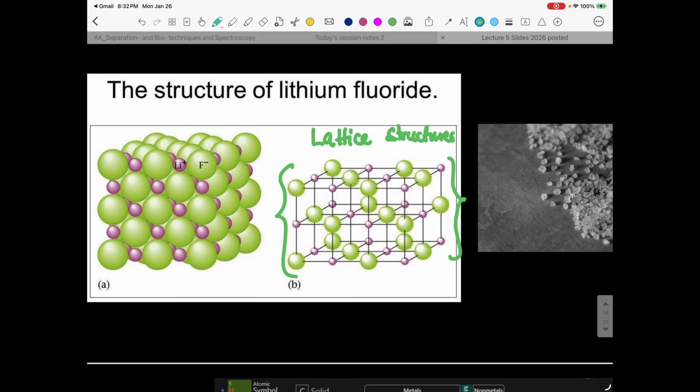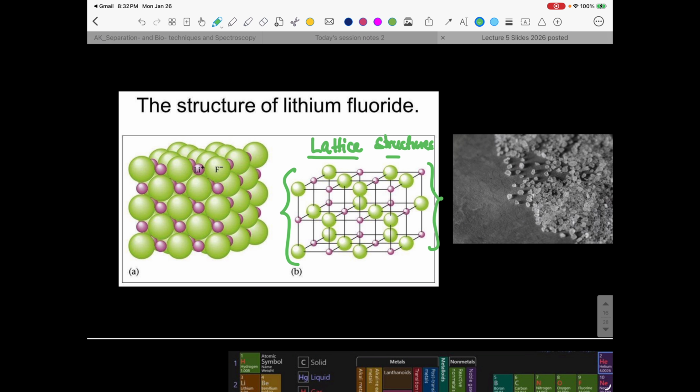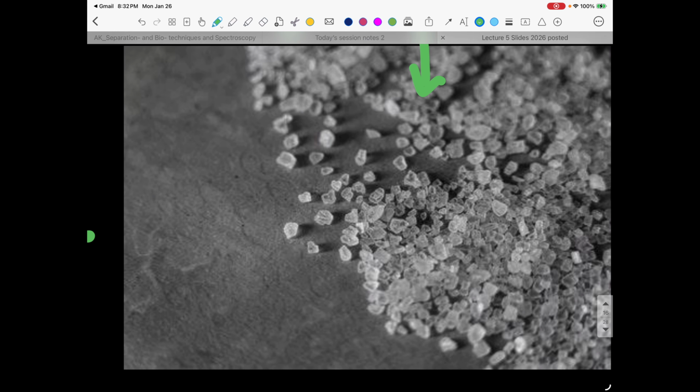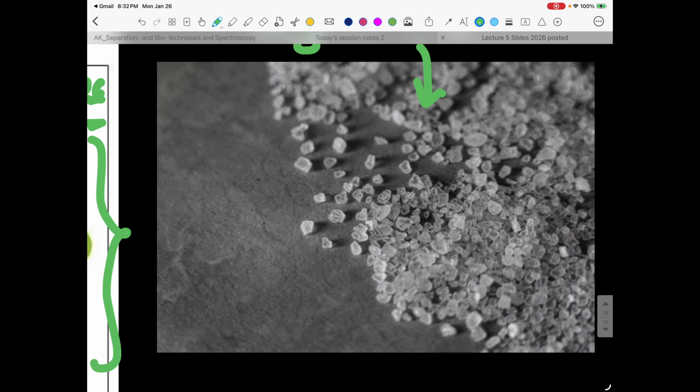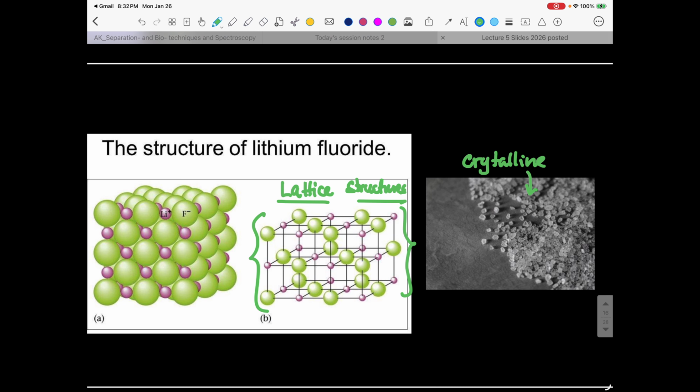Many a time, the lattice structure gives rise to the crystalline nature of the salt. So lithium fluoride, you can see, appears like these crystal structures. No matter how much you powder it, it will still feel textured when you touch it with your fingers. It feels that crystalline texture. That's because of the lattice structure for most of these salts.